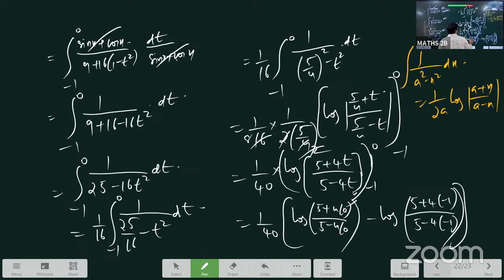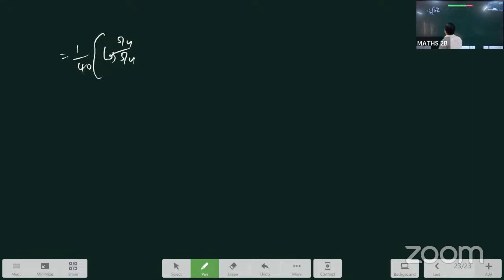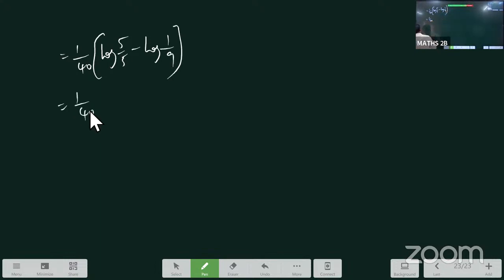So I am going to get 1 by 40 into log, what am I going to get there? 5 by 4 by 5 by 4. Correct, no? Log of 5 by 5 minus log of 1 by 5 plus 4, which is 9. So 1 by 40, log 5 by 5 is 1. Log, this is 9 inverse.